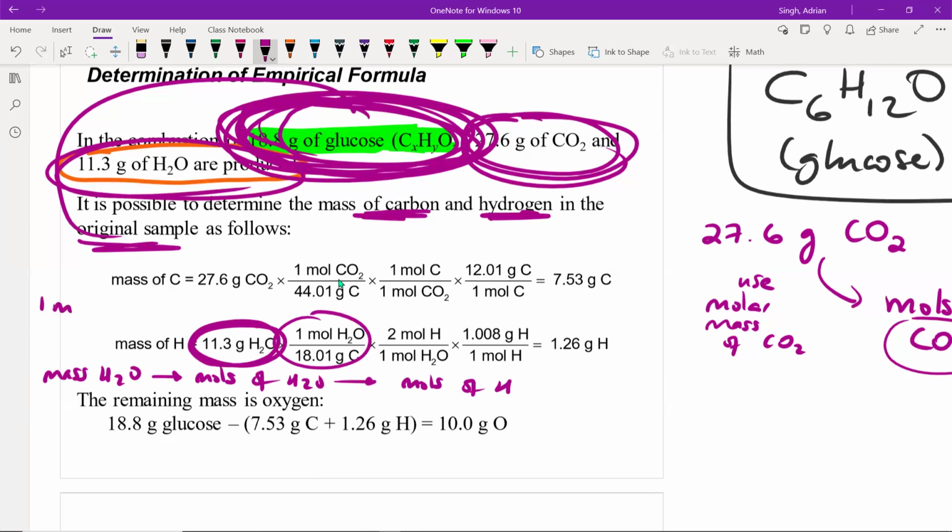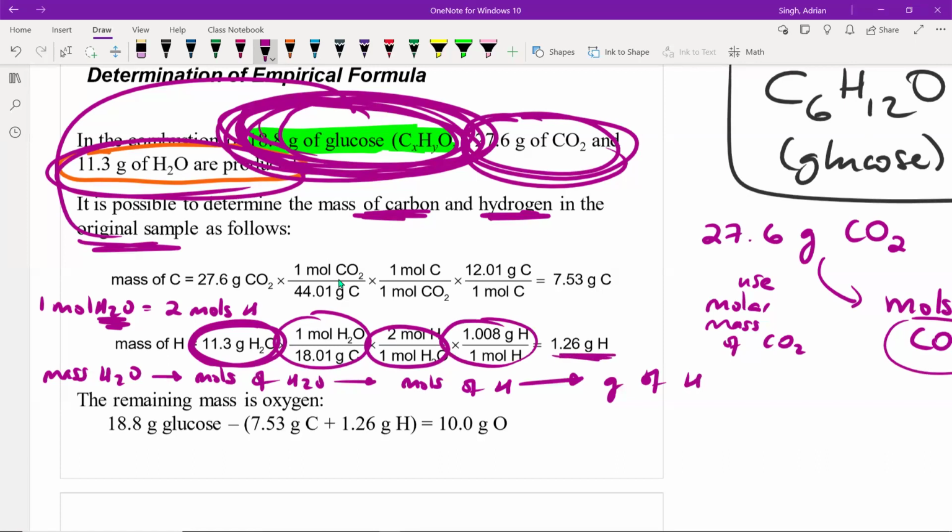So 1 mole of H2O actually has 2 moles of H, right? That's from the formula, and that's my ratio here. And once I get to moles of H, I can then convert it to grams of H by using the molar mass of hydrogen. So I can now determine how many grams of hydrogen were in my original glucose.